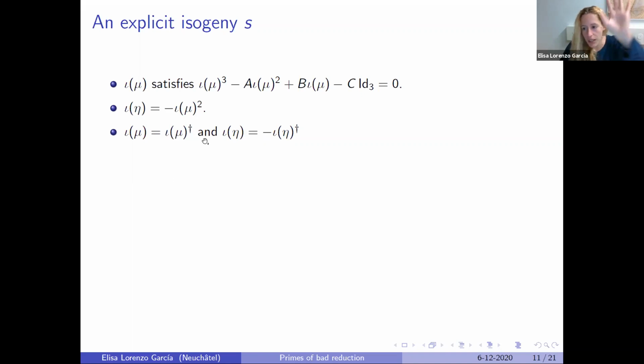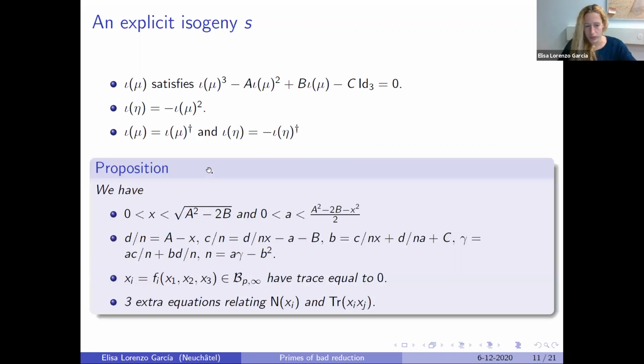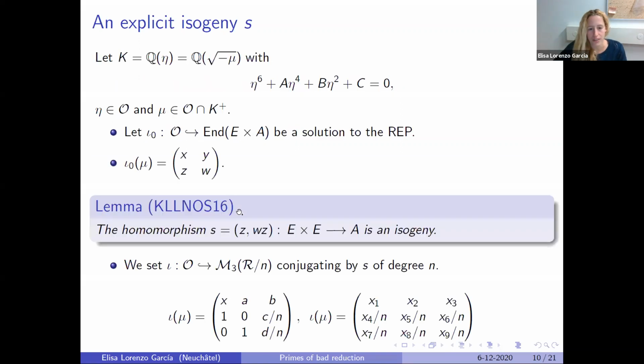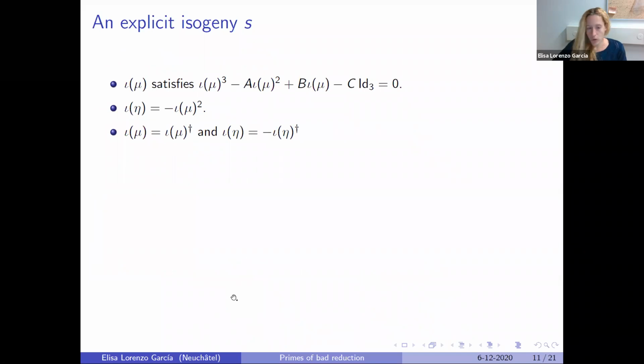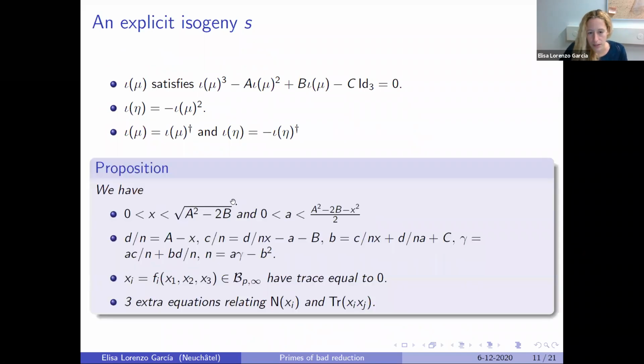I'm not giving all the details of all those computations, but with all this, we can prove the following. First, that X and A, I can go back for a second. X and A are the two elements here, and they are in those intervals. Capital A and capital B we know, because they are the ones defining the minimal polynomial for eta, so for the complex multiplication field we are working with. So X has to be in this interval.